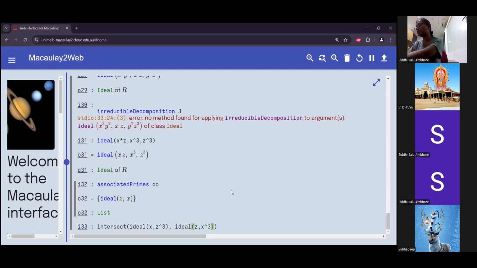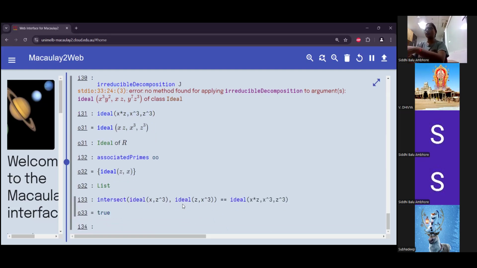And I will check whether this is equal to my ideal. The double equals sign checks equality in Macaulay 2. Let me just copy it here. And it's true. So this ideal (xz, x cube, z cube) is the intersection of the ideals (x, z cube) and (z, x cube). So this is a primary ideal.